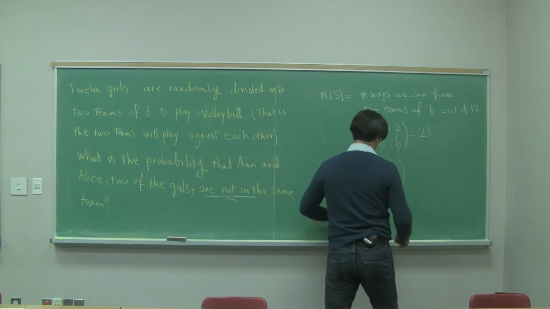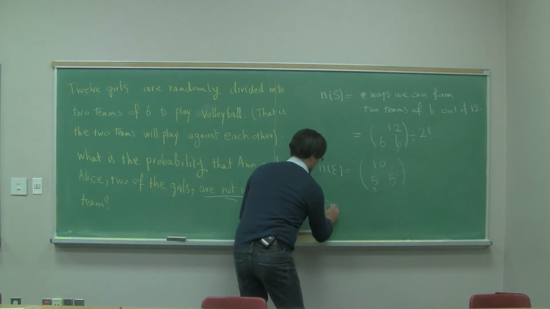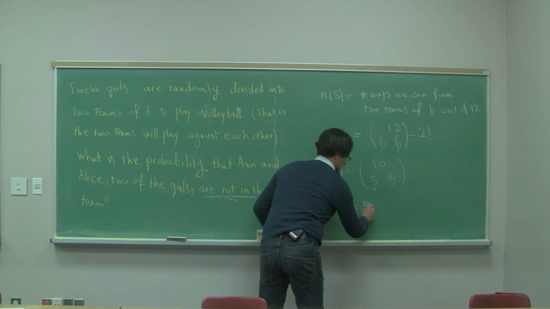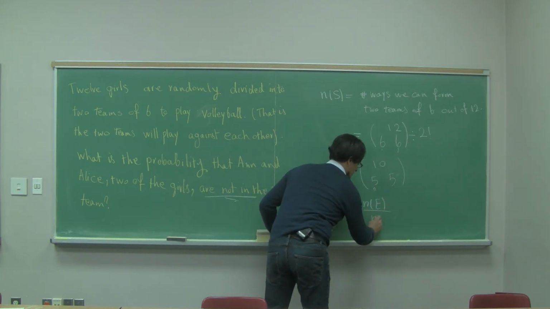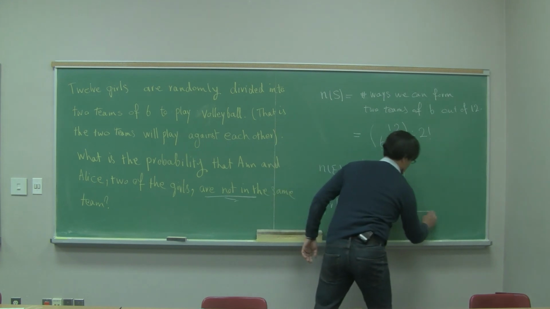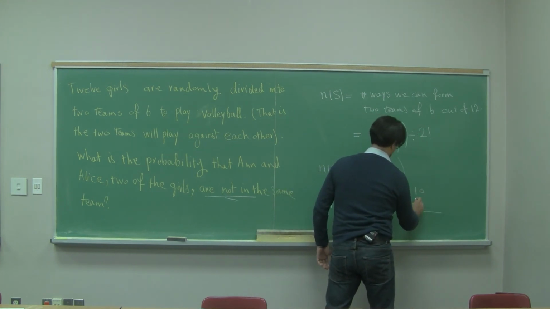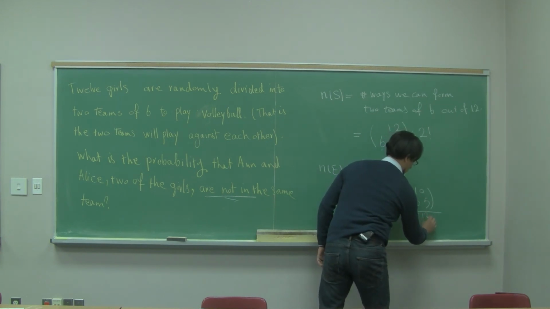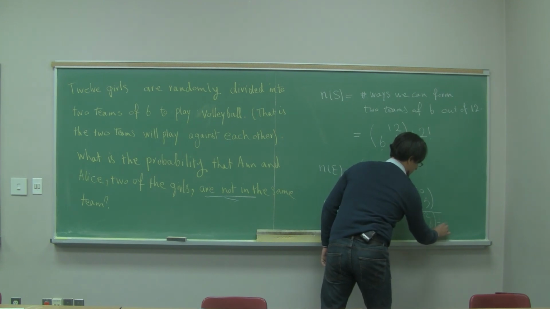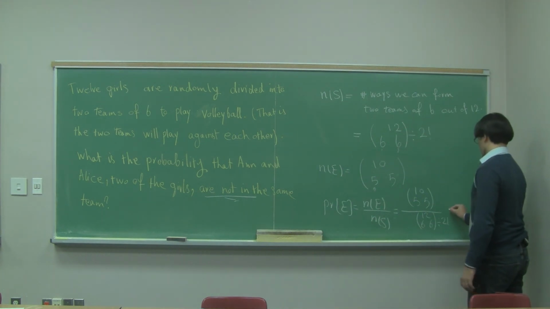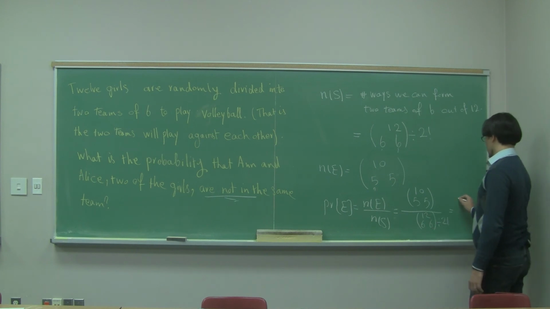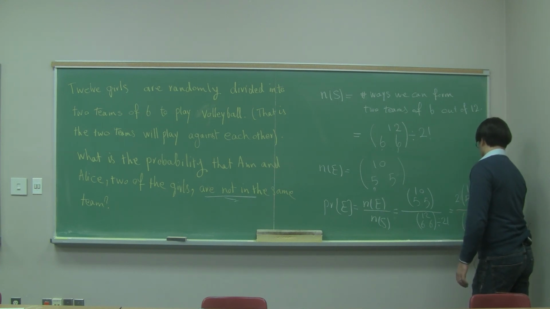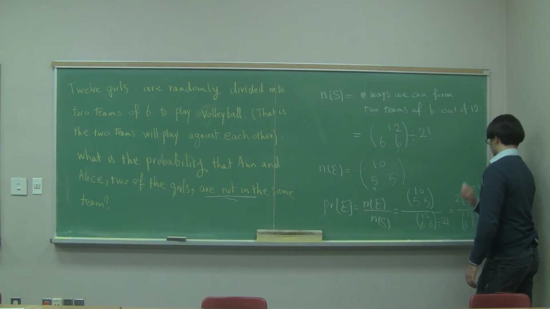Then together what we have is the probability of E, which in equiprobable sample spaces is given by this formula. Now it is equal to 10 choose 5, 5, over 12 choose 6, 6, divided by 2 factorial, which is nothing but 2. This is divided in the denominator, so you can bring it up to the numerator. 2 factorial is 2, and you write 2 times 10 choose 5, 5, over 12 choose 6, 6.